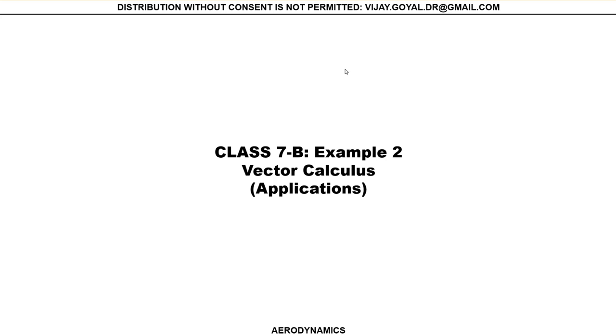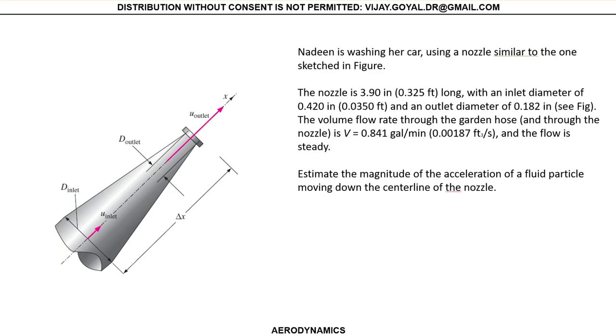So this is example number 2 on vector calculus. In this example, Nadine is trying to wash her car and she's using a nozzle. The problem says that the inlet diameter is 0.42 inches, and the equivalent is 0.035 feet. The outlet diameter is D equal to 0.82 inches.